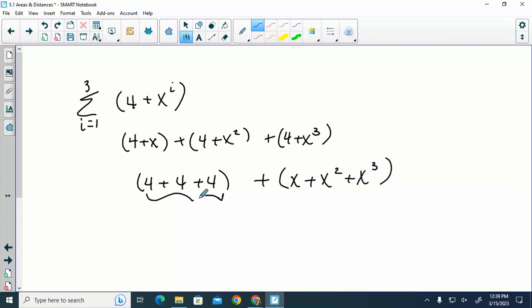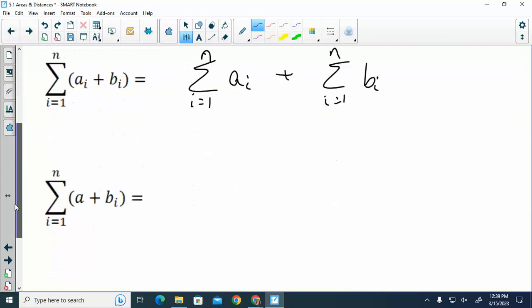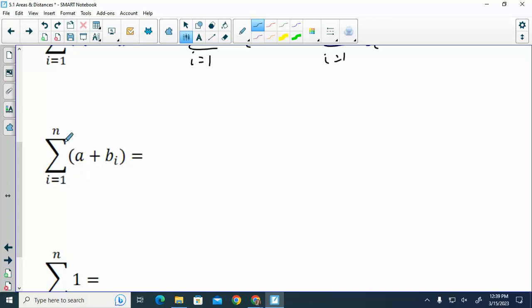But this one, notice it didn't have any i's in it. So when I'm adding these, I just get 3 4's, right? The 3 coming from here. If you're adding up a constant, you're just having the same number n times. So this is just n times a, because a is a constant, so you get an a every single time, plus the sum from 1 to n of my b sub i's.